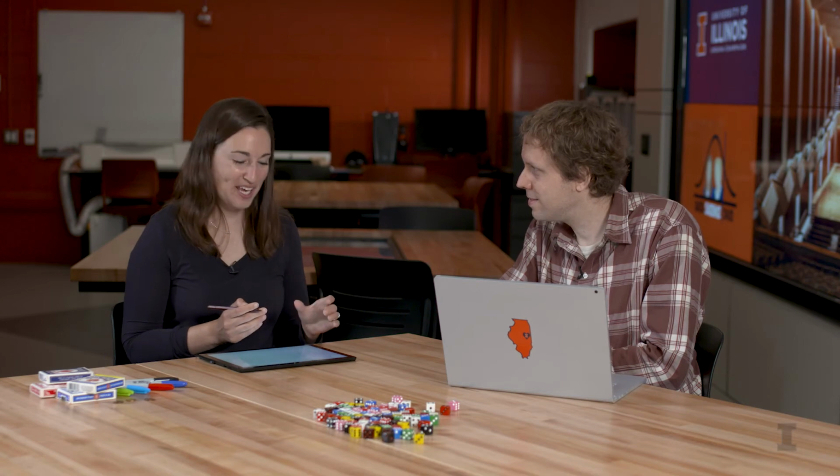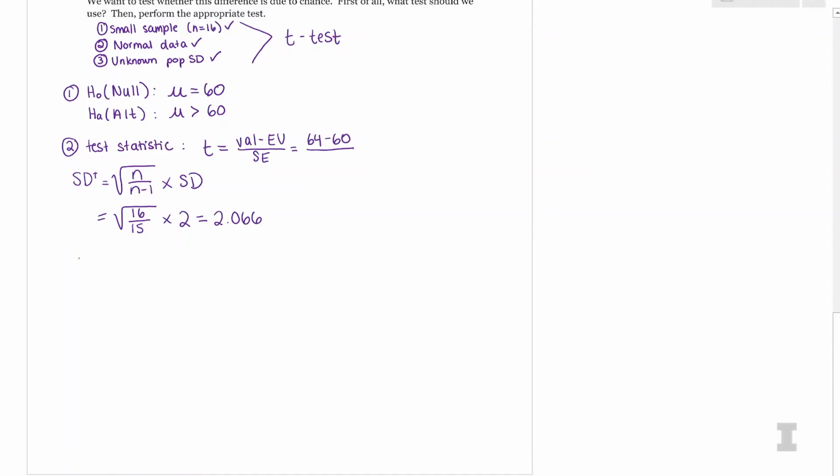I know it is only slightly bigger. You probably think, is this even going to make a difference? And trust me, it does make a difference. So now when I calculate my standard error for the average, since I'm dealing with averages here, I am going to use the SD plus as an estimate of the population standard deviation instead of the SD. So I have 2.066 divided by the square root of n, which is 16.